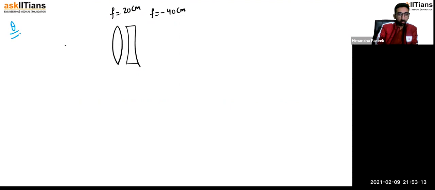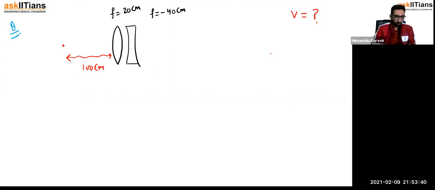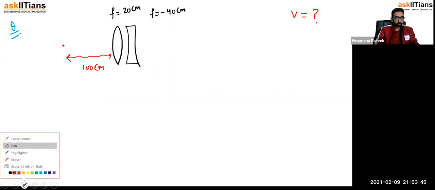Now let us take the object at this place, let's say 100 centimeter away from here. I'm trying to take some simple values. The question is to find out the image location. Let's do the question step by step. If you are okay, you can do this yourself, right? It's not a very tough question.